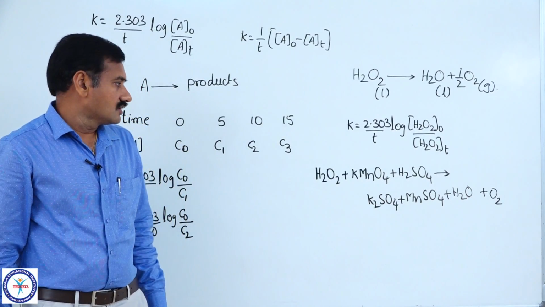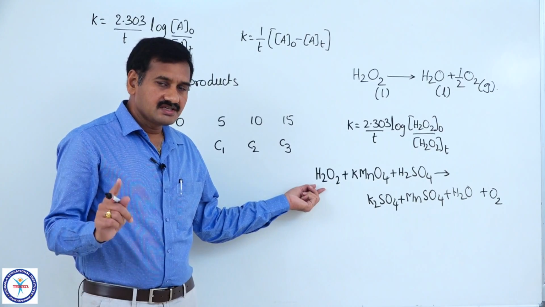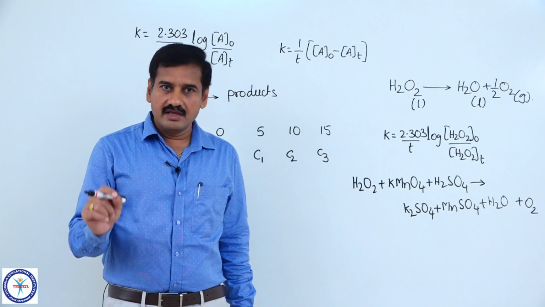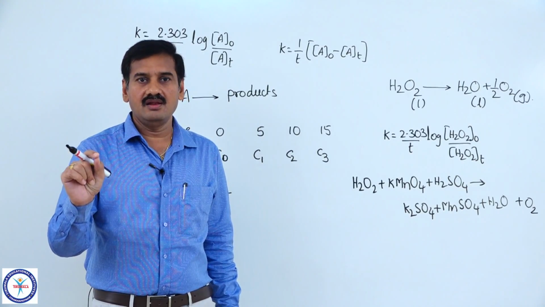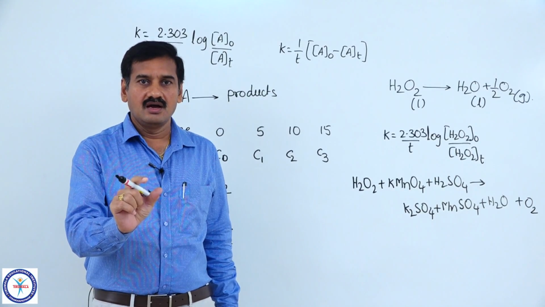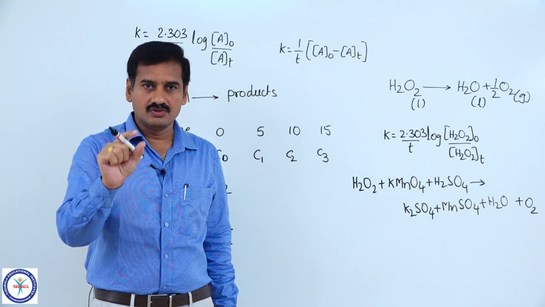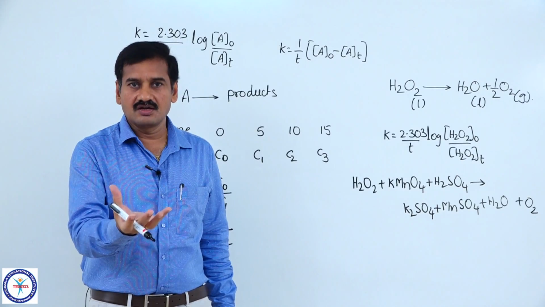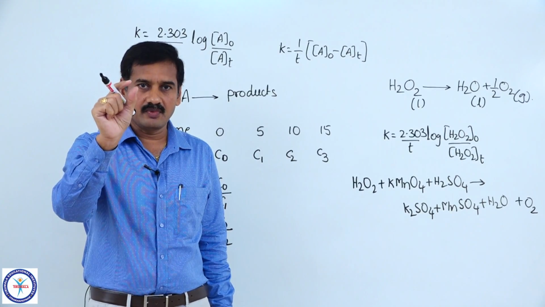Now, how can you calculate the hydrogen peroxide concentration from time to time? First, a known volume of hydrogen peroxide, say 100 ml, must be taken in a conical flask and it should be titrated with potassium permanganate solution. H2O2 solution is colorless in the conical flask. In the burette, KMnO4 must be taken, which has a purple color.